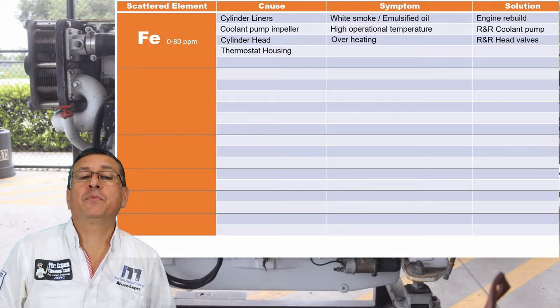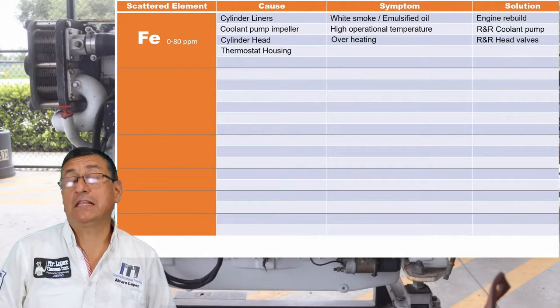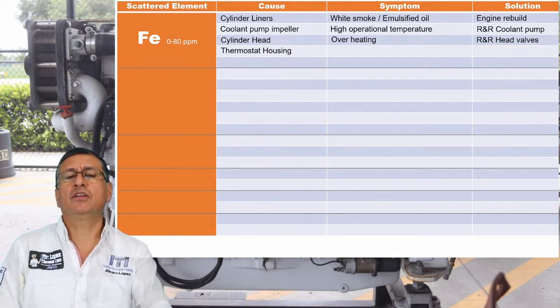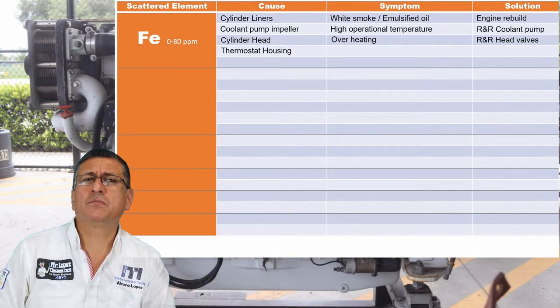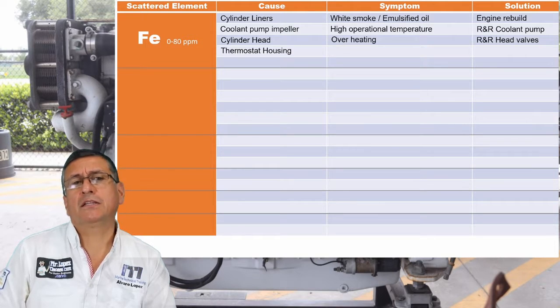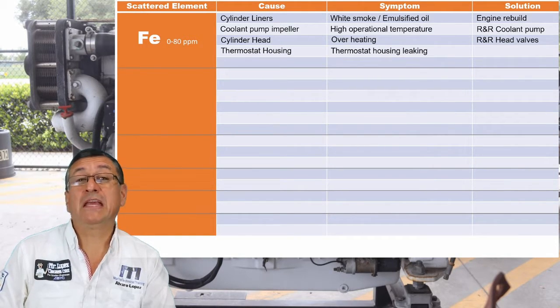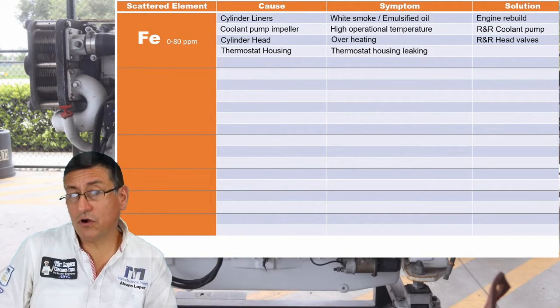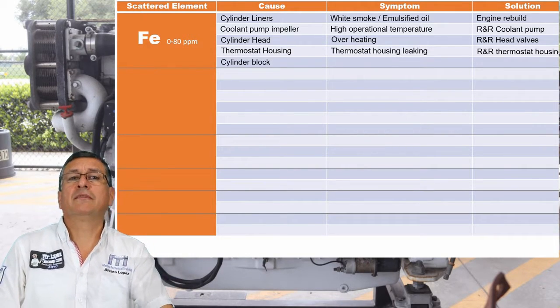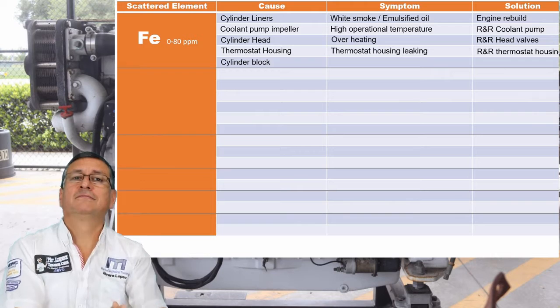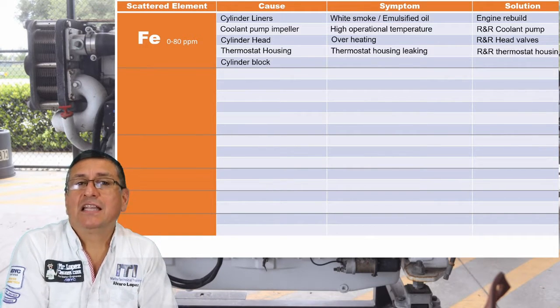Another possibility for a high level of iron, more than 80 parts per million: the thermostat housing. Yes, the thermostat housing in the majority of diesel engines is in iron. In gasoline engines it is probably aluminum. Okay, the thermostat housing. And what is the symptom? Once again, probably a leak because it's cracked, it's leaking. And of course, what is the recommendation? Replace the housing. Another one, the block. You have deterioration or cracks in the block.